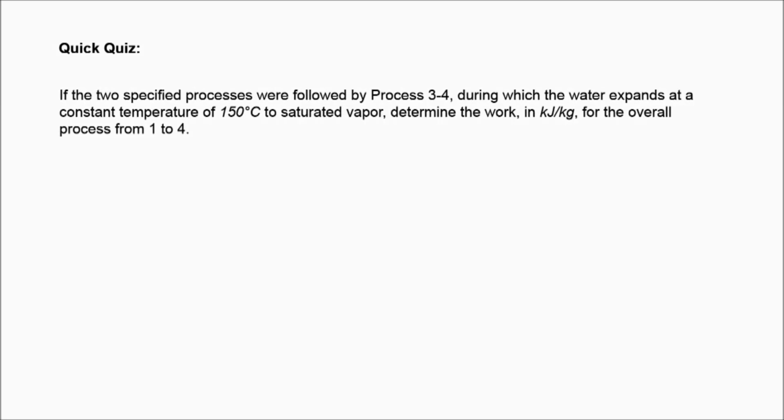Quick quiz. If the two specified processes were followed by a process 3 to 4, during which the water expands at a constant temperature of 150 degrees C to a saturated vapor, determine the work in kilojoules per kilogram for the overall process from 1 to 4. You may want to pause the video at this point to work out the solution.